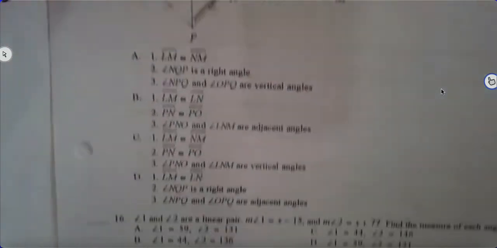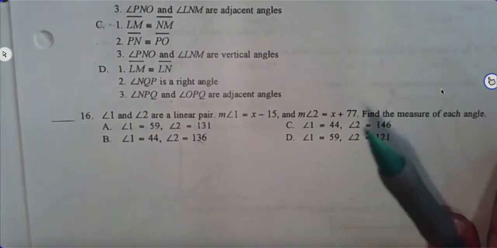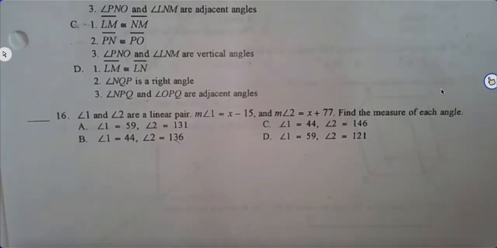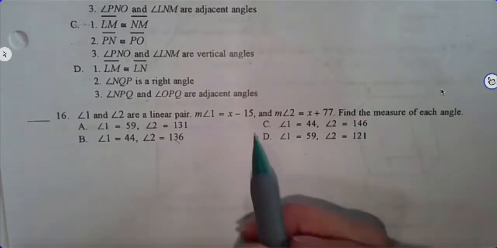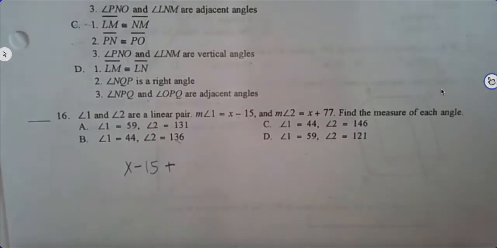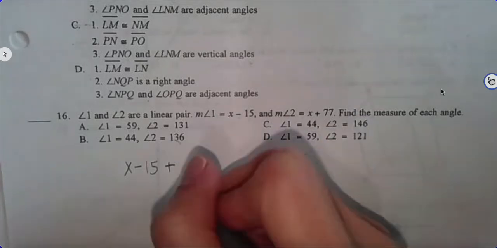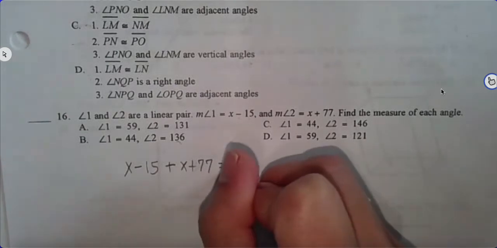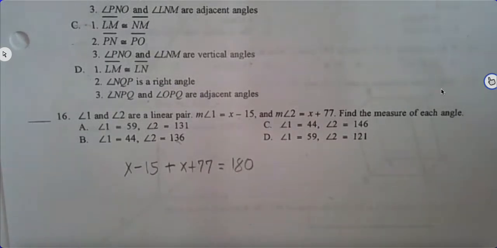I know that one's kind of hard to tell. Number 16. What in the world is a linear pair? It makes 180. It makes a 180-degree angle. It makes a straight line. So I'm going to add both of those angles together, and it's going to equal 180. Is everybody good with that? My first angle is X minus 15, plus the second angle, X plus 77. If I add those together, it's 180, because linear pair means straight line, 180 degrees.